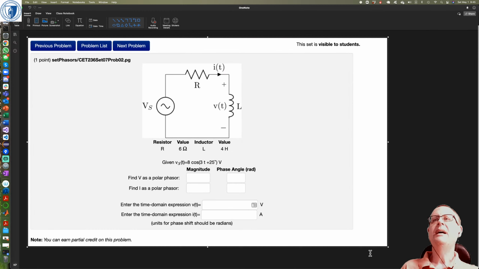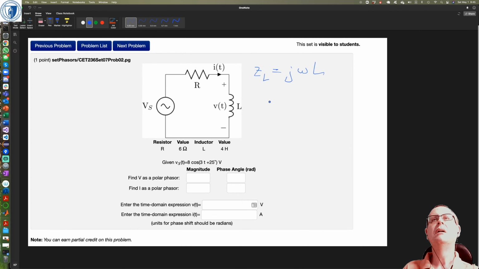Okay, so we have Vs of t is 8 cos 3t plus 25 degrees. And we have an inductive circuit, right? So the first thing you write down is ZL equals j omega L. And here our omega is 3. So it's j3 and 4 henries. That's a huge inductor, but let's just roll with it. So ZL is j12, and don't forget your units. It's ohms.